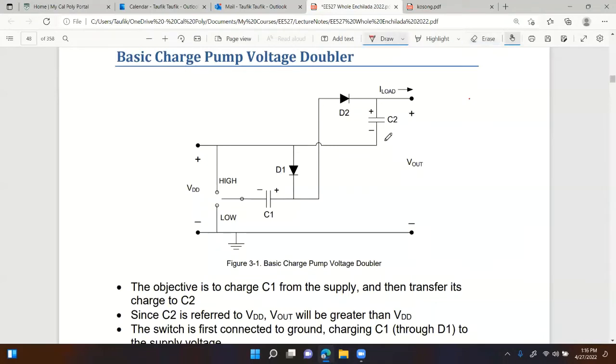Okay, so if it's connected to the low, what's going to happen? Go ahead and look at this loop right here. You can see clearly that VD1 must be forward bias, right? Plus minus, plus minus. So VDD is equal to VD1 plus VC1.